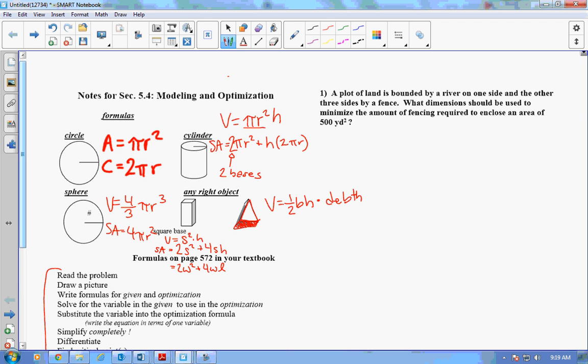What's something important that we should underline? When you get your AP test, you should be marking it up. What's something that is important? There's a river, bounded by a river on one side. And 3 sides only have a fence. We're looking for dimensions. So, are we talking about 2-dimensional or 3-dimensional things here? 2-dimensional. So when we ask for dimensions, we need to find 2 of them. And we also know, it even tells you, the area.